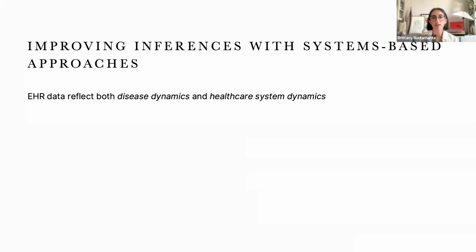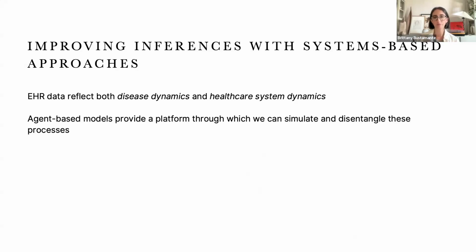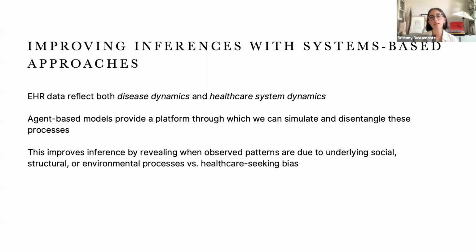So just to recap one last time, EHRs are a powerful research data source, but they reflect both disease dynamics and healthcare system dynamics, and it can be really difficult to separate those. ABMs provide a platform through which we can simulate and try to disentangle those processes. And this can help improve inference by revealing when observed patterns are likely due to underlying social, structural, or environmental processes versus when there is evidence that they can partly or mostly be attributed to healthcare seeking bias. And ultimately, their strategic use can support more valid disease models and surveillance.